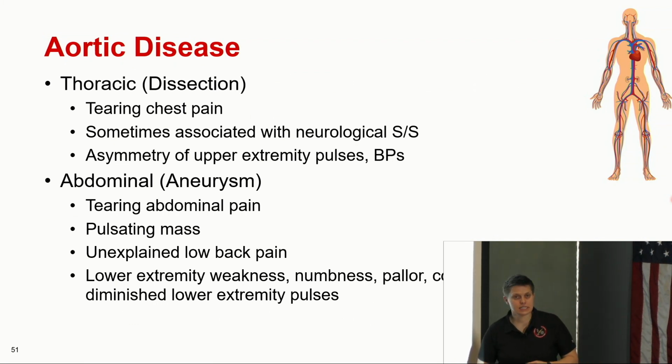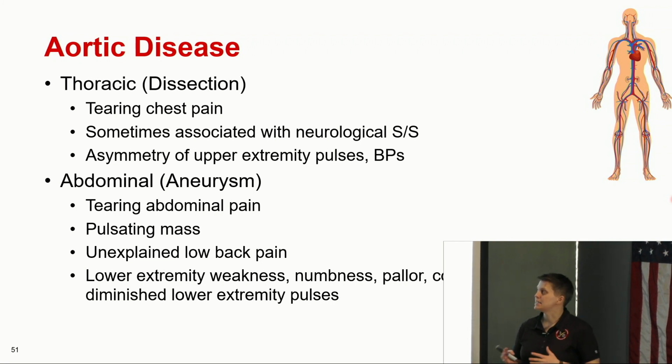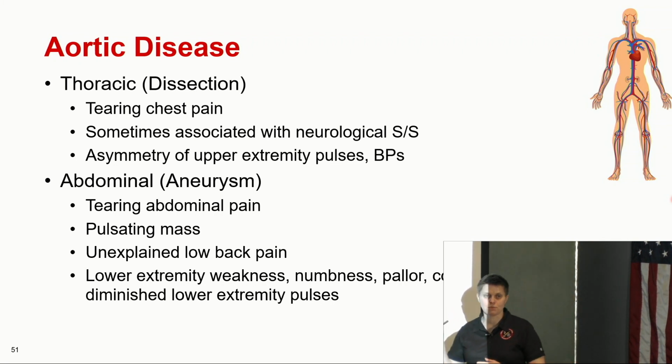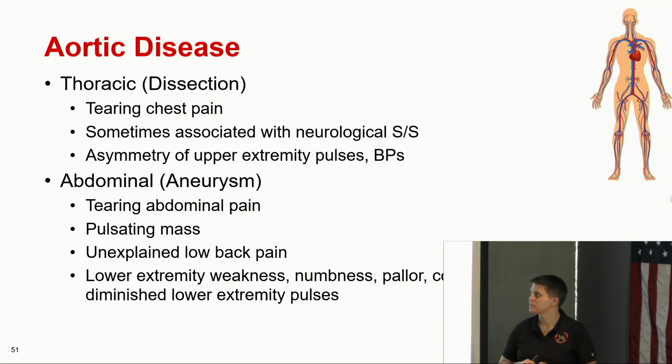There are types of aortic disease that the elderly are predisposed to, both thoracic aorta and abdominal aorta. A thoracic aortic dissection would be the most common, typically coming with tearing chest pain, sometimes with some neurologic signs or symptoms, especially if that dissection impacts the arteries that go off to the spine at certain levels. And they may have asymmetry of their pulses or blood pressures. So again, it's important to assess pulses in more than one place in an elderly patient.